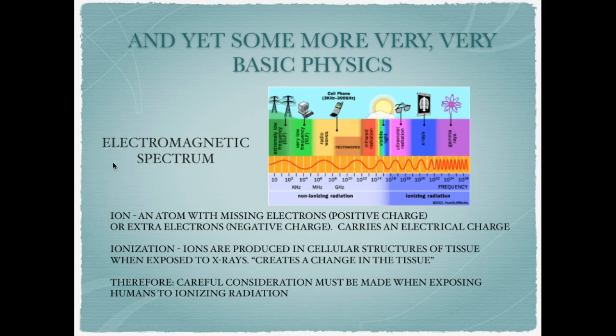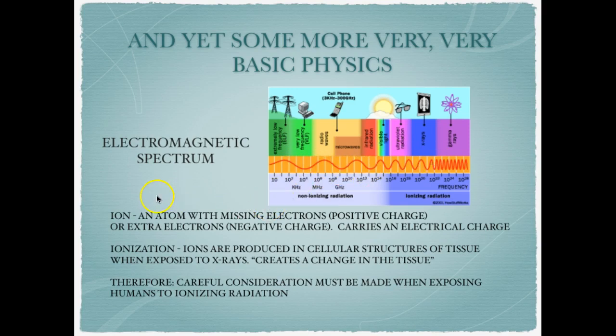So here is yet some more very, very basic physics. This is called an electromagnetic spectrum, and you can see on the bottom of this spectrum we have non-ionizing radiation and ionizing radiation. On the very top, we can see the various equipment or sources, I would say, because we come to the sun, which is not equipment, but sources of radiation that we have on our planet. Here you see the wavelength and the different points or the frequencies of the wavelengths.